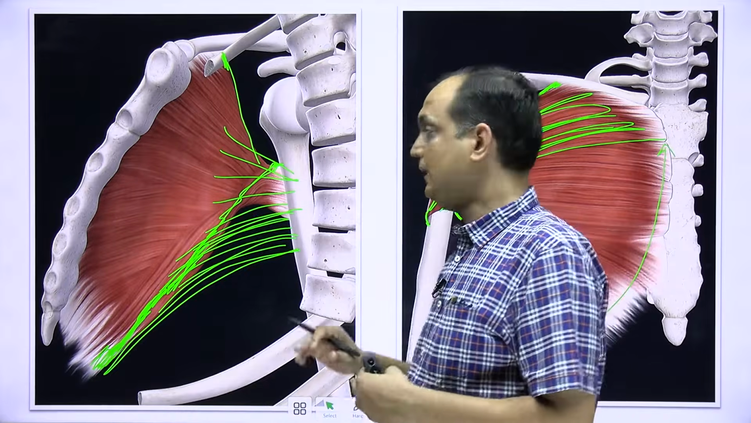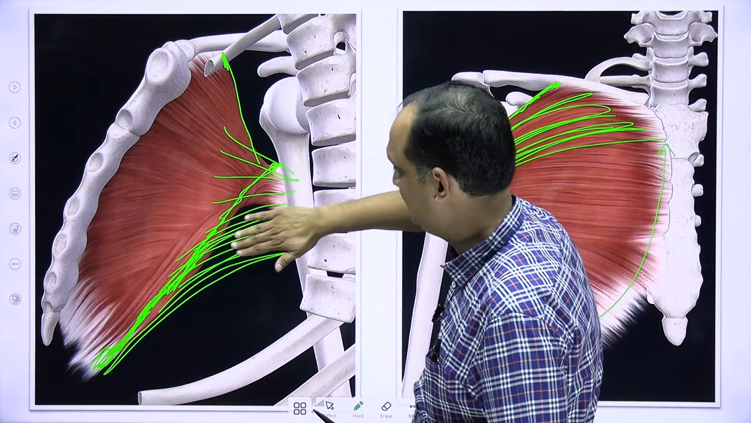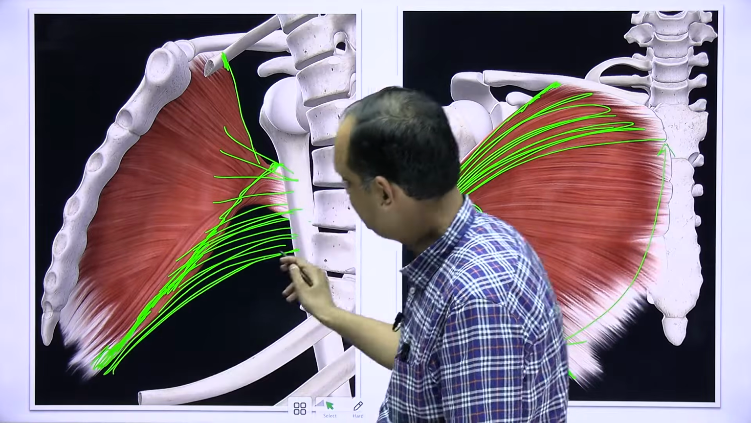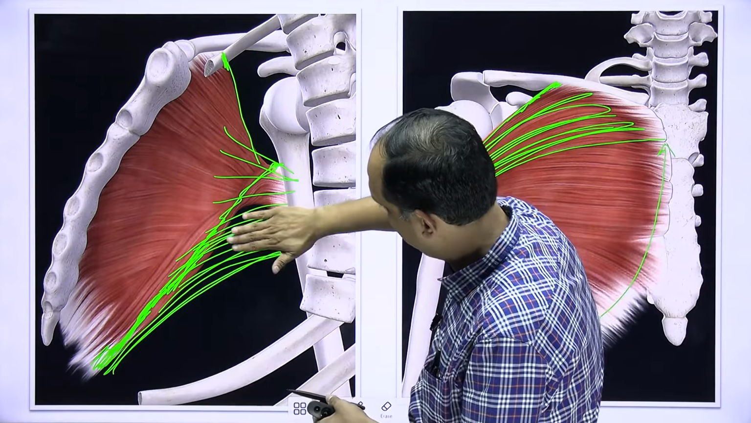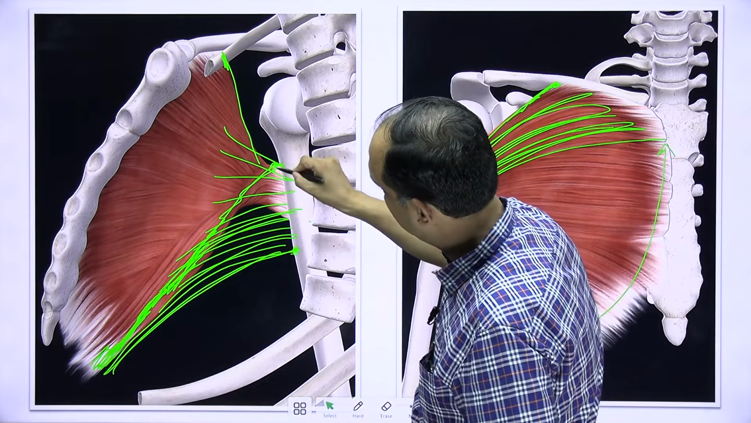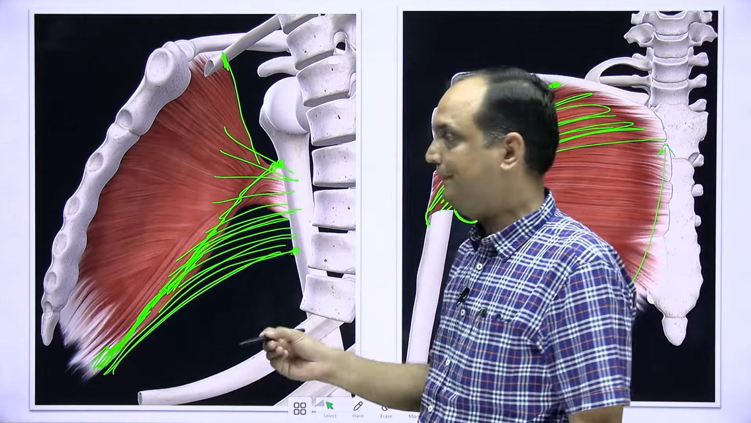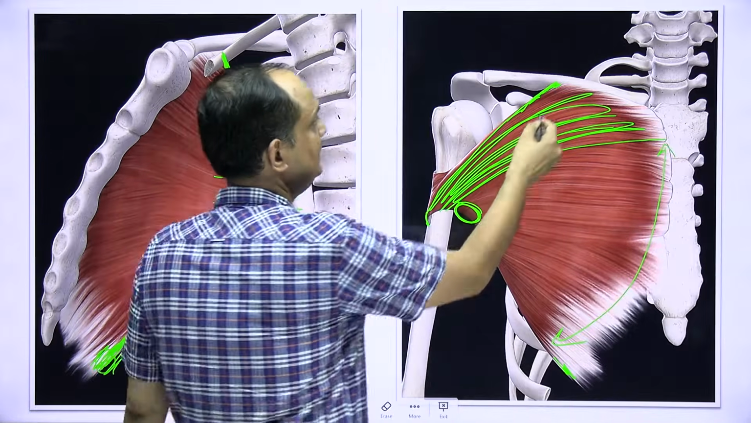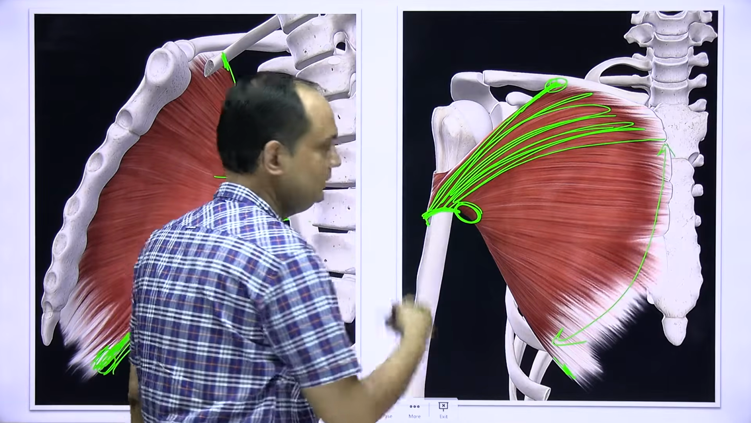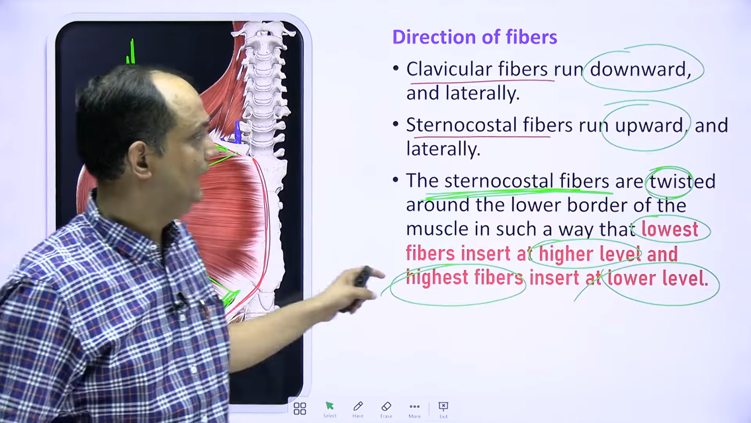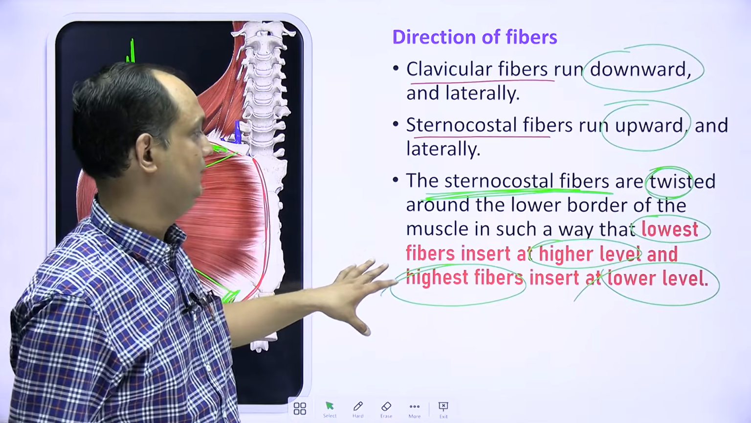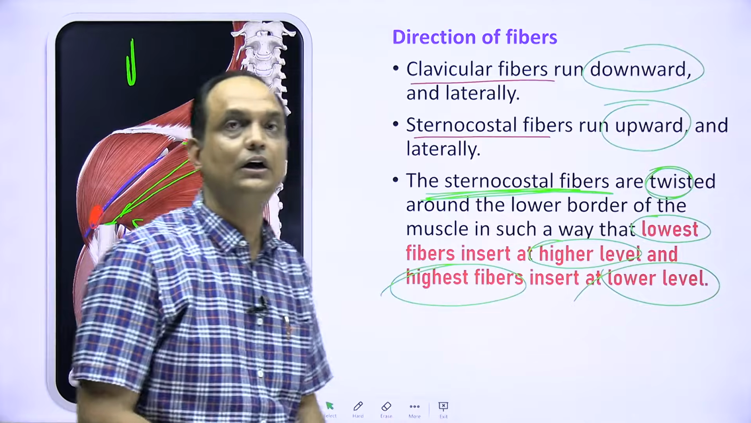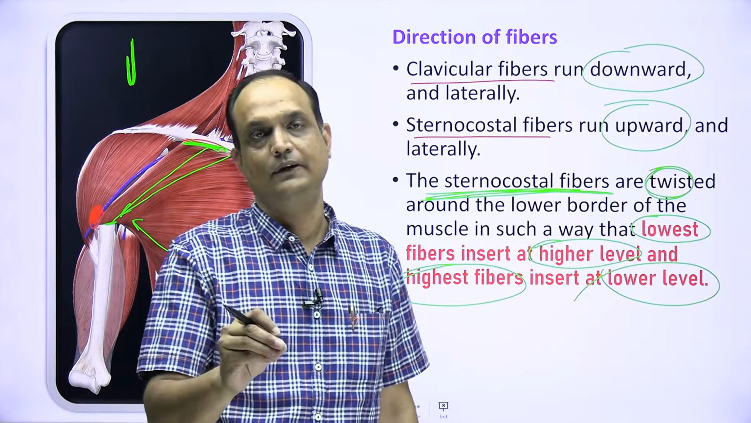But what the twisting does is that this portion has been folded like this. Because of the folding, this lower fiber, which is the insertion point, is here, and once the folding occurs, you can see this point will come here. So what will happen? The lower fiber is now inserting at a higher level, and on the anterior aspect you can see that higher fibers are inserting at a lower level on the humerus. So this is a very important line which has been asked so many times: how to explain that the lowest fiber inserts at a higher level and the highest fiber inserts at a lower level in the case of pectoralis major. The only answer is twisting of the lower fibers.